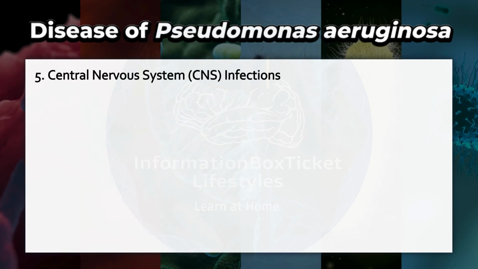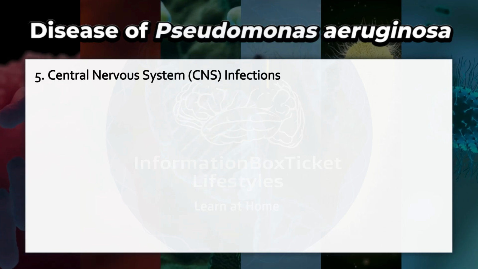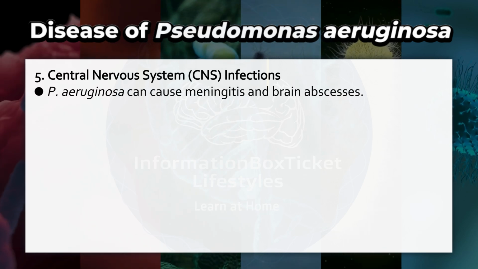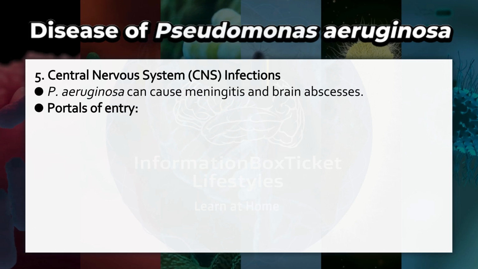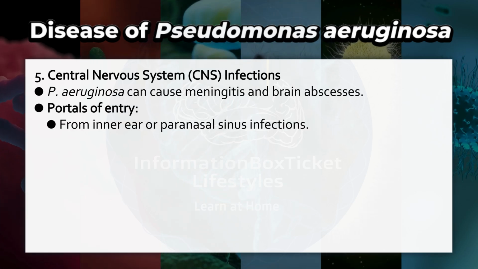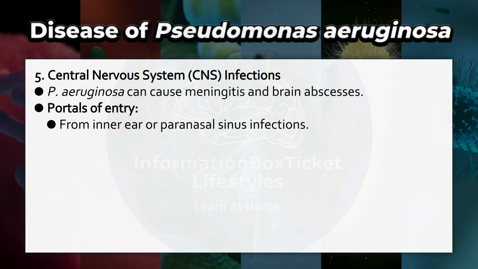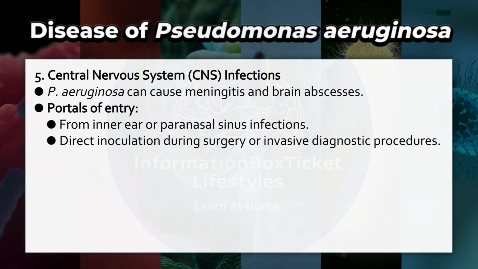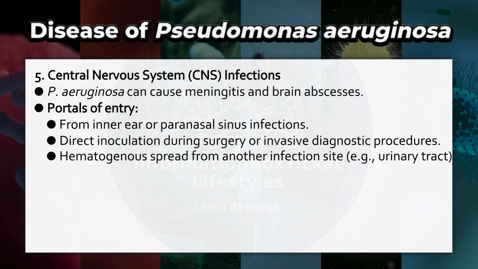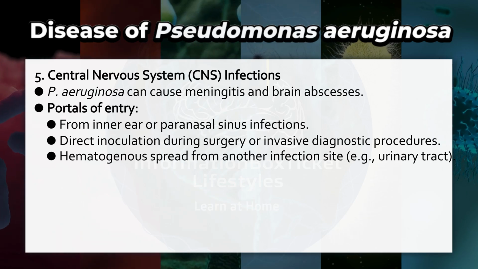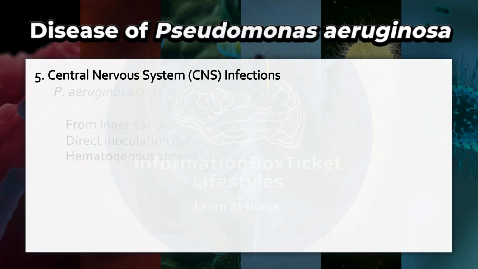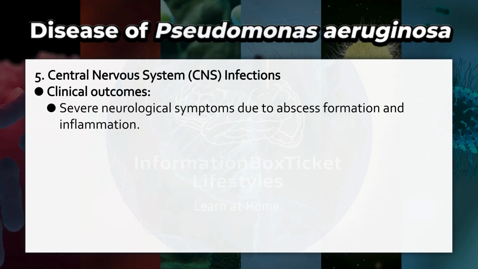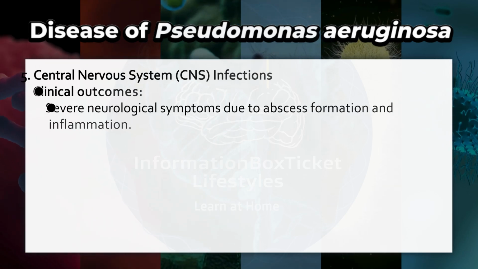5. Central nervous system, CNS, infections. Pseudomonas aeruginosa can cause meningitis and brain abscesses. Portals of entry: from inner ear or paranasal sinus infections, direct inoculation during surgery or invasive diagnostic procedures, and hematogenous spread from another infection site, e.g., the urinary tract. Clinical outcomes: severe neurological symptoms due to abscess formation and inflammation.